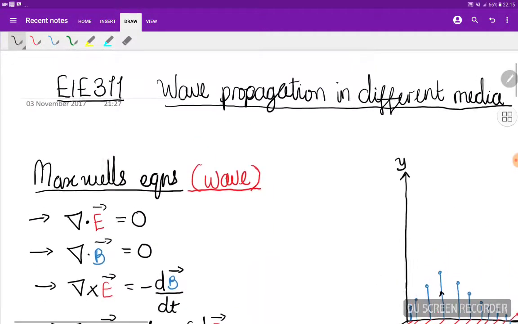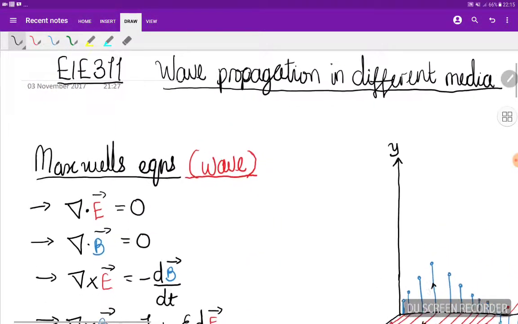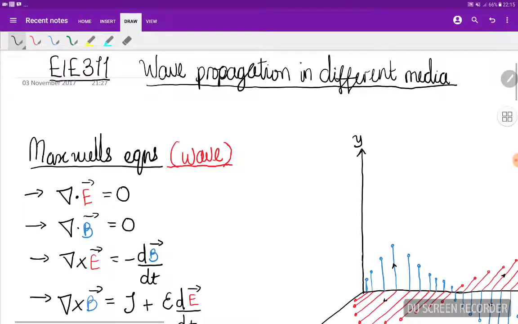Hey guys, welcome to the AI 311 tutorial, and we're going to do briefly wave propagation in different media.